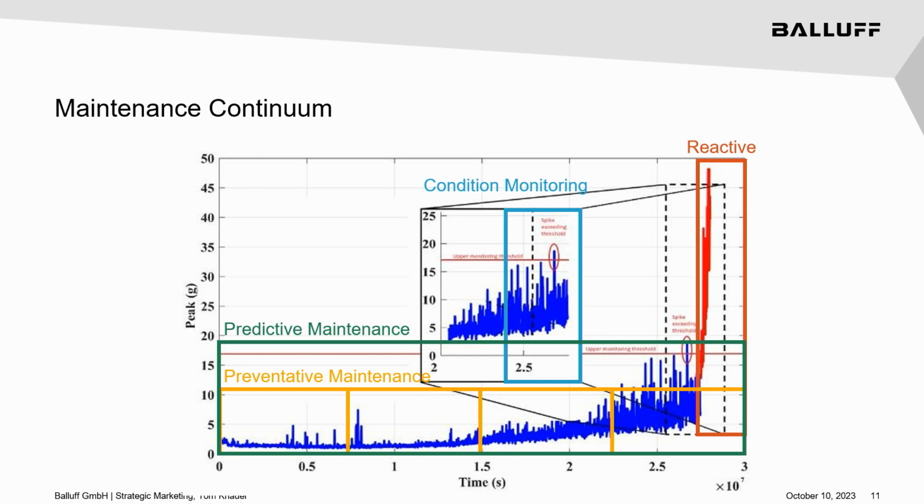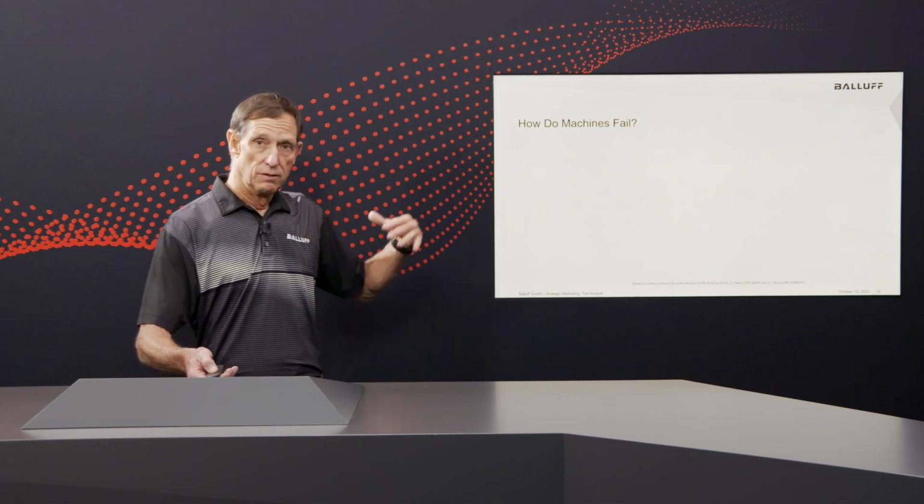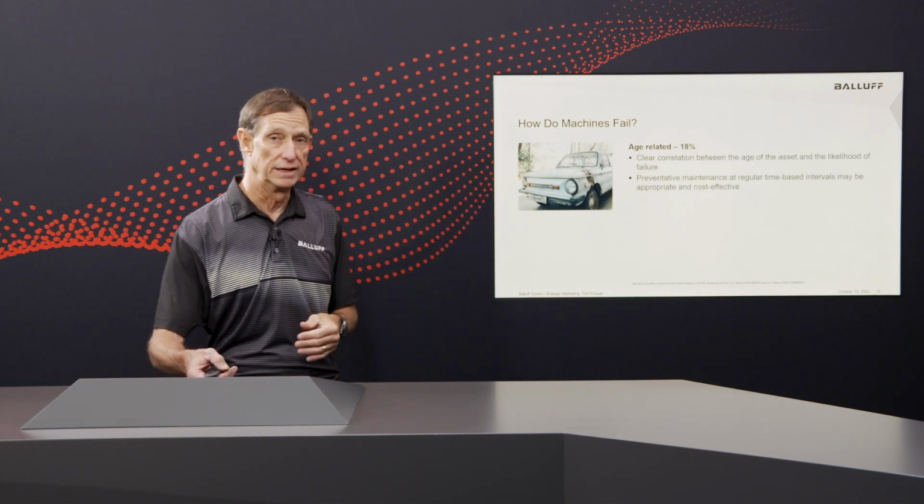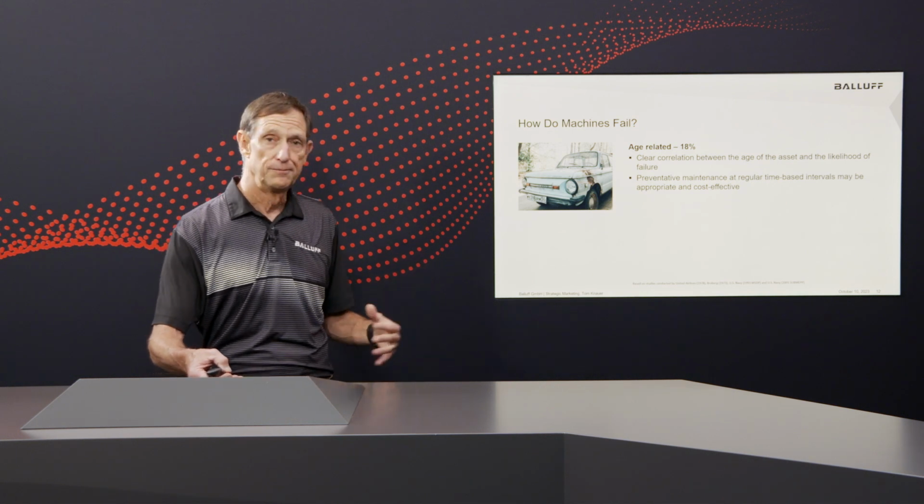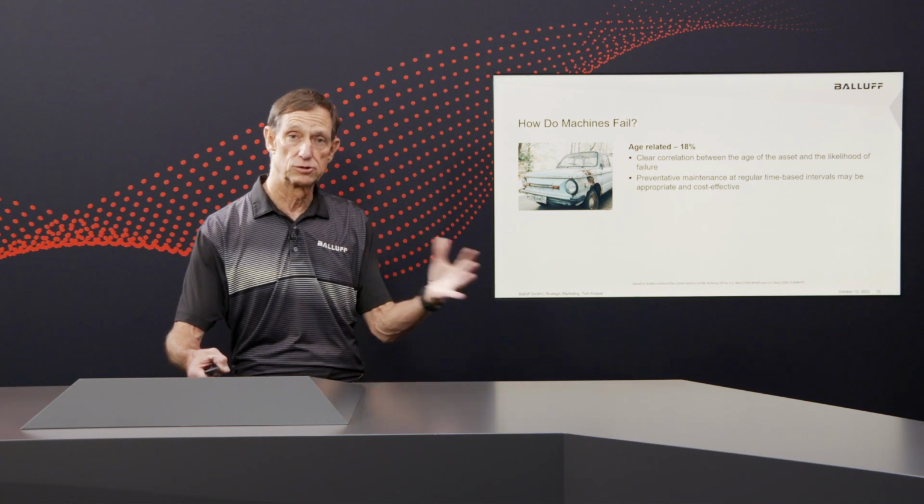So this kind of gives you a quick graphic overview of the 4 different approaches and how they might be applied in a real-life situation. So how do machines fail? There's basically 2 different types of main failures. The first is age-related. So if you think about your car, as things get older, there's a clear correlation between the failure of certain parts of the car.